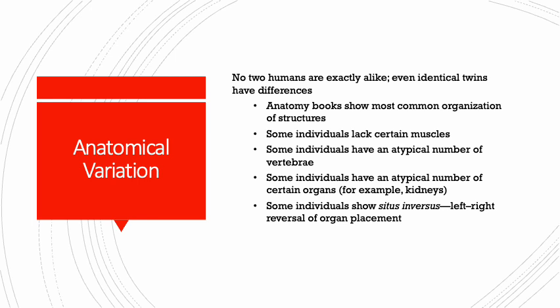Okay, let's discuss anatomical variation and why this is important to learn and why it is clinically important. So anatomical variation is just what it sounds like. It is variations in anatomy. So no two humans are ever going to be exactly alike anatomically. Okay, even identical twins are going to have some differences. Okay, so you can get differences in many different ways.